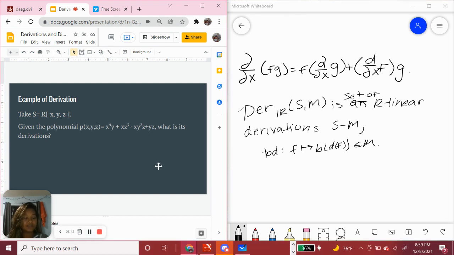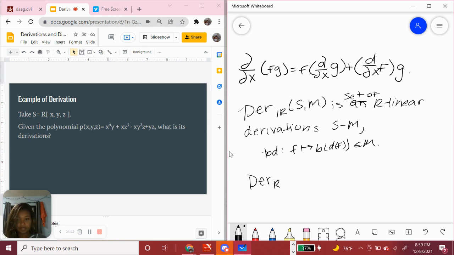Given this polynomial p of x, y, and z, we want to know what the possible values of derivations on p are. For this, we want to recognize that what we're doing is the derivation of R from S to S.